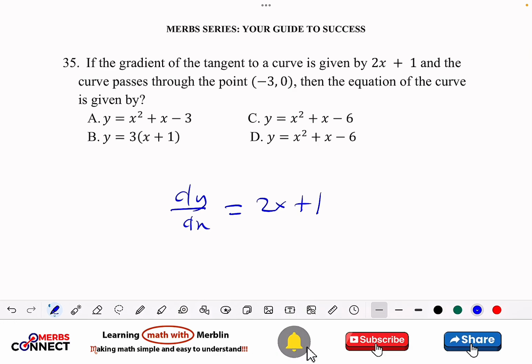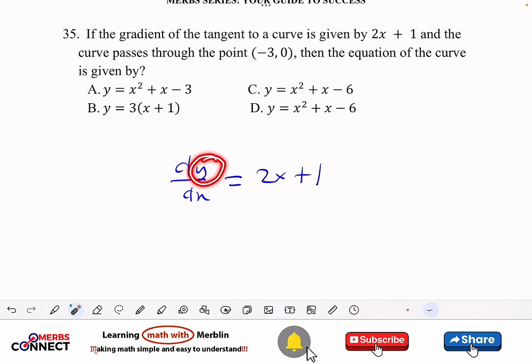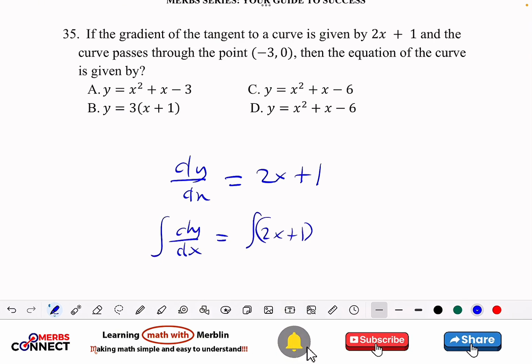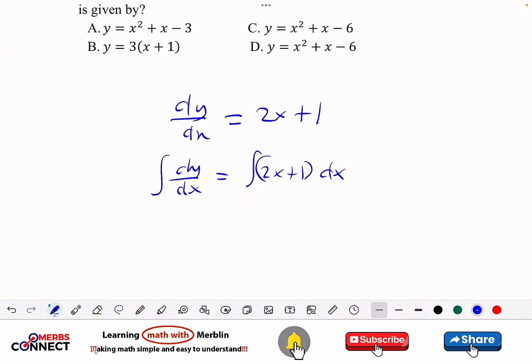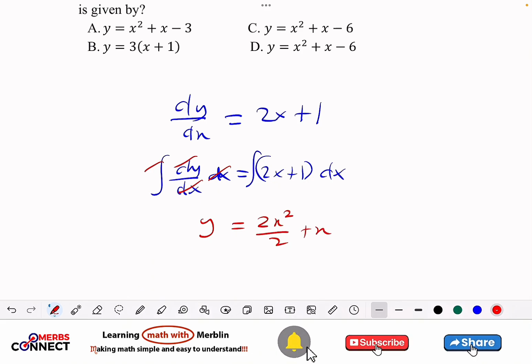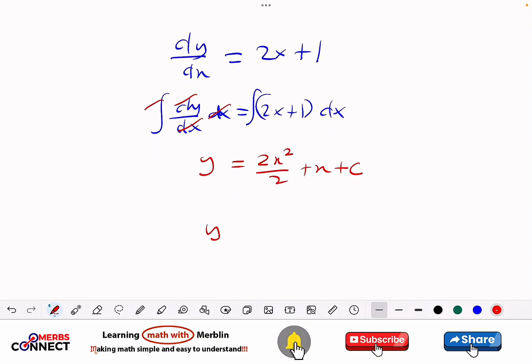So what we just need to do is find y. And for us to find y, we need to integrate 2x plus 1 dx. So integrate this with respect to x also. The d will cancel this, so this one will be left with y. Integrating 2x, we have x squared, plus x plus c. So y is equal to, no, it's going to be just x squared plus x plus c.